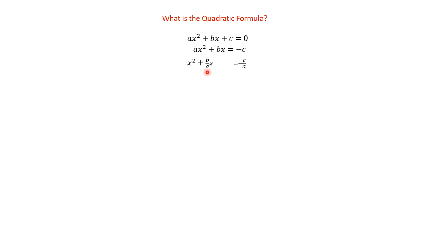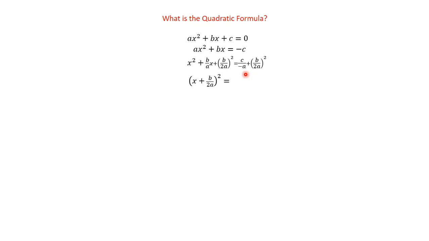And so now we can do the completing the square step. We're going to have to divide this b over a by 2. Well, that would be b over 2a. And then square that and add it to both sides. So b squared over 4a squared. And we're adding that to both sides.